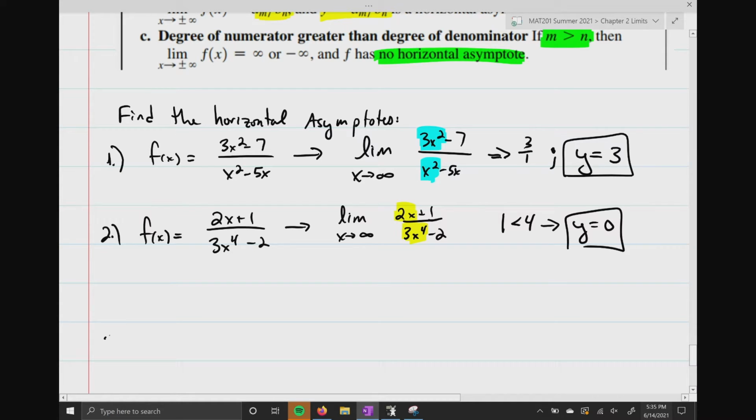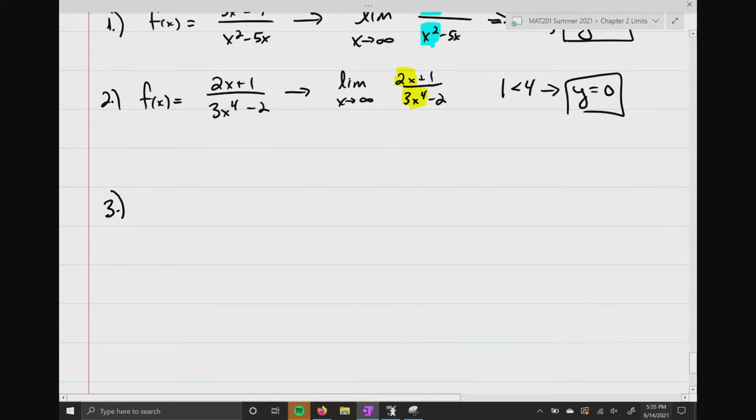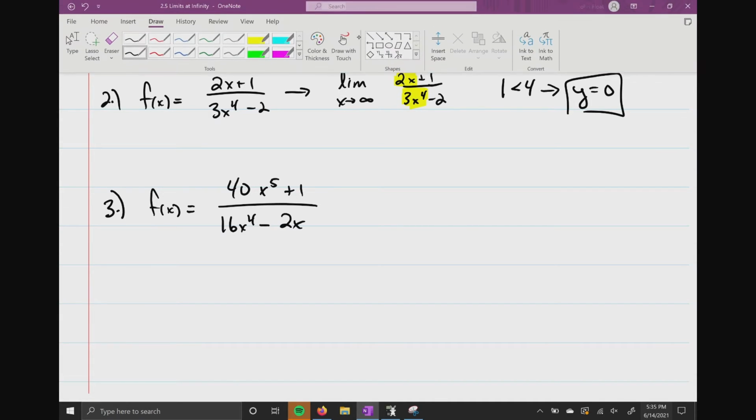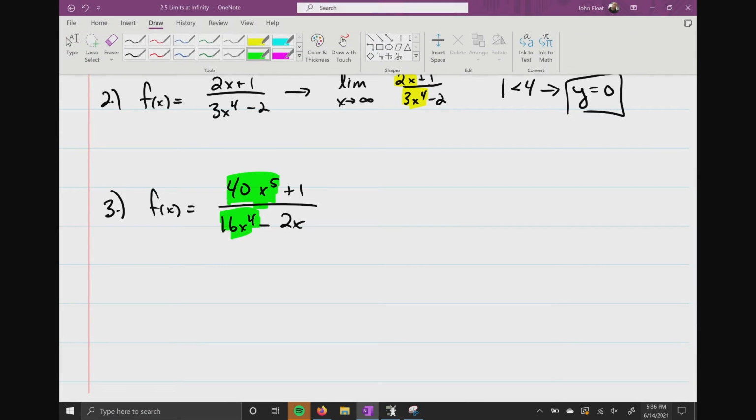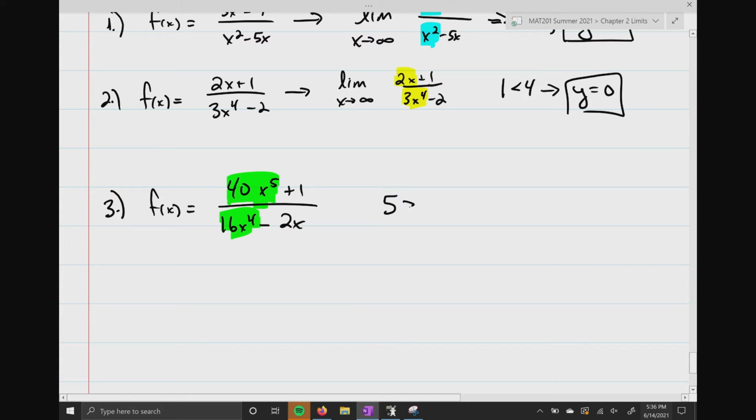So the third example here I'm going to look at, we'll keep this one simple. How about 40 x to the fifth plus 1 all over 16 x to the fourth minus 2x. So get out the highlighter just one more time. Leading term in the numerator, leading term in the denominator. Obviously, 5 is greater than 4, so this implies that we do not have a horizontal asymptote at all.